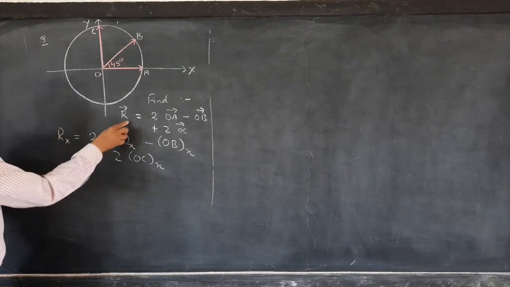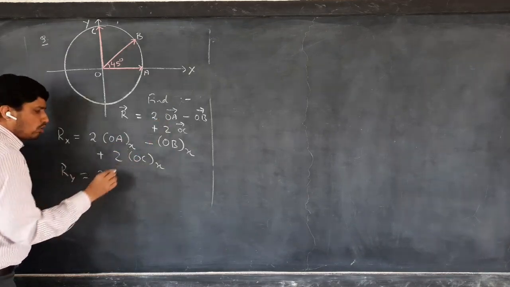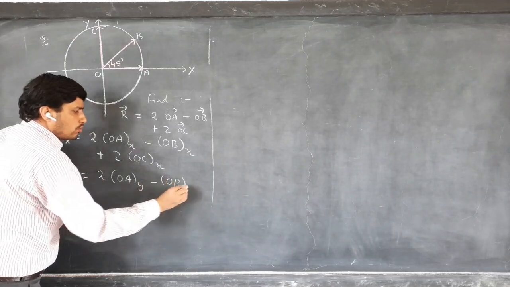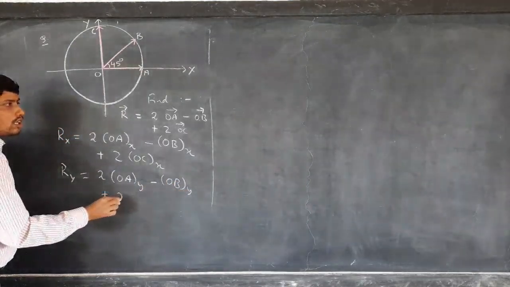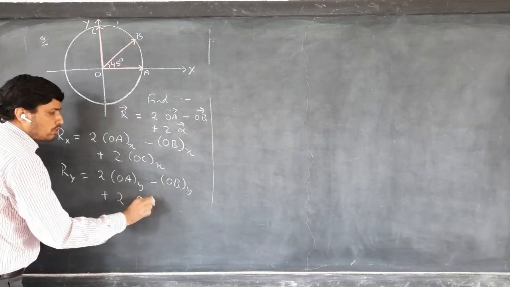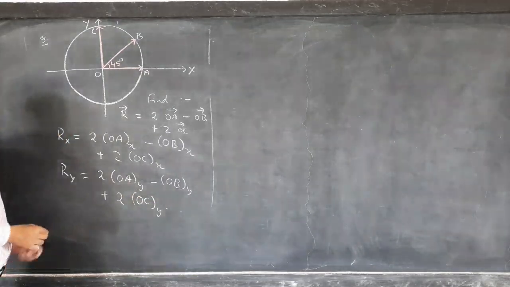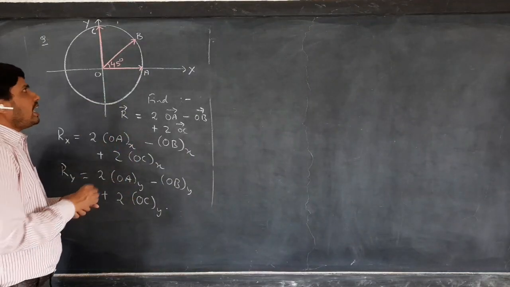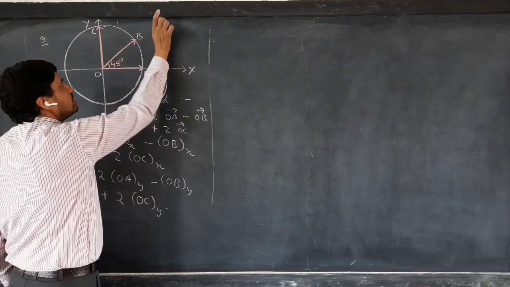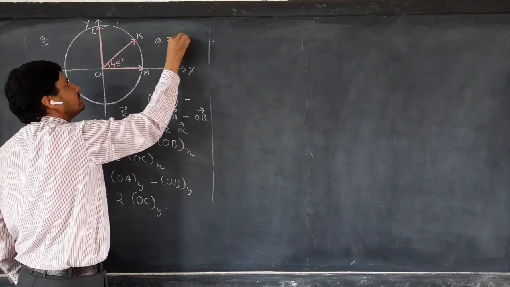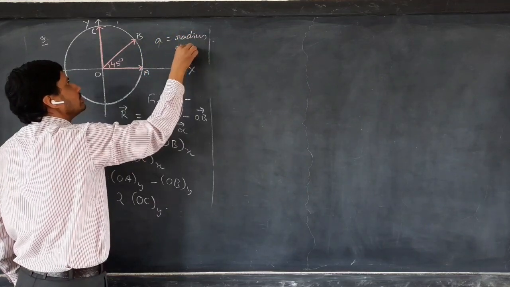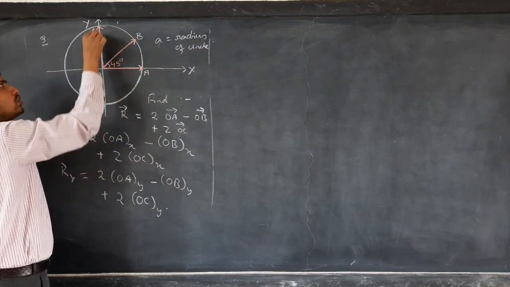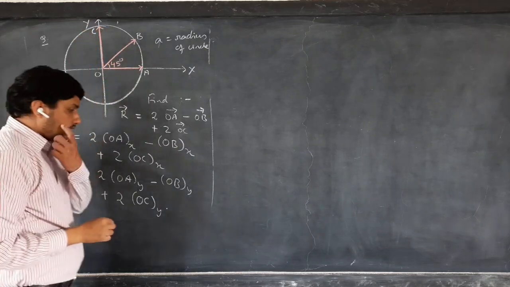Similarly, we will write the y component of r vector as twice the y component of OA vector, that is OAy, minus the y component of OB vector plus twice the y component of OC vector. So now we need to find the x and y components of these three vectors, which are given in the question. It's given that a is the radius of this circle. That means this length is a, this length is also a, this length is also a, because they are all radii of the circle.